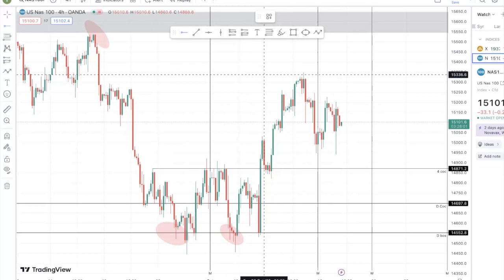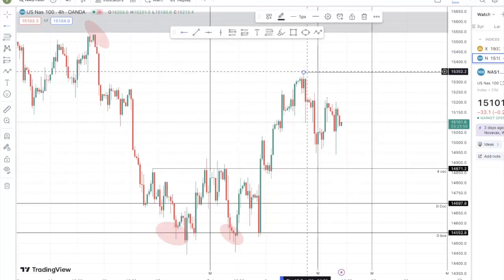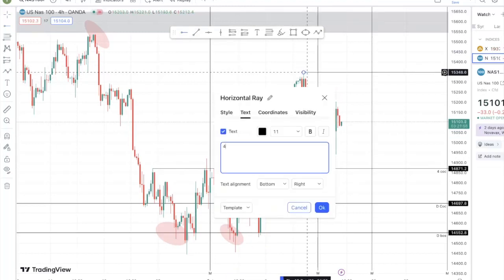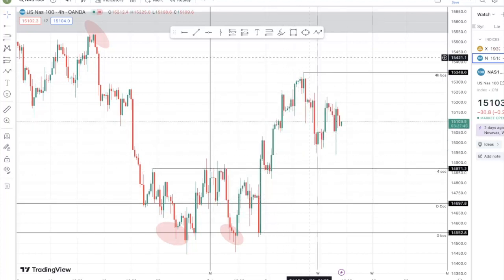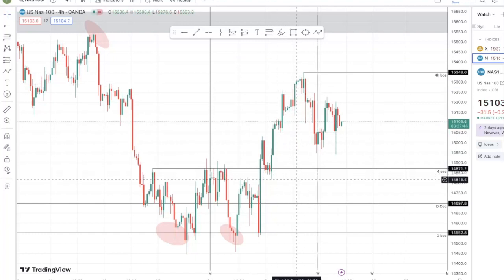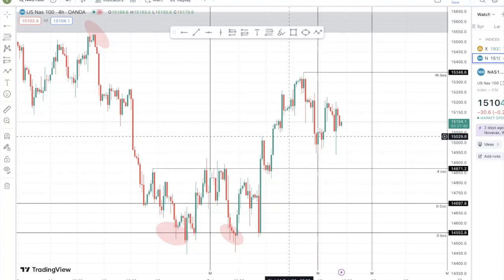This is our new 4-hour high. 4-hour break of structure. So this will be a continuation. If it breaks that, that's a continuation to the upside. Higher high, higher low, higher high, right? And this will be our zone as a reversal to continue to the downside for right now.